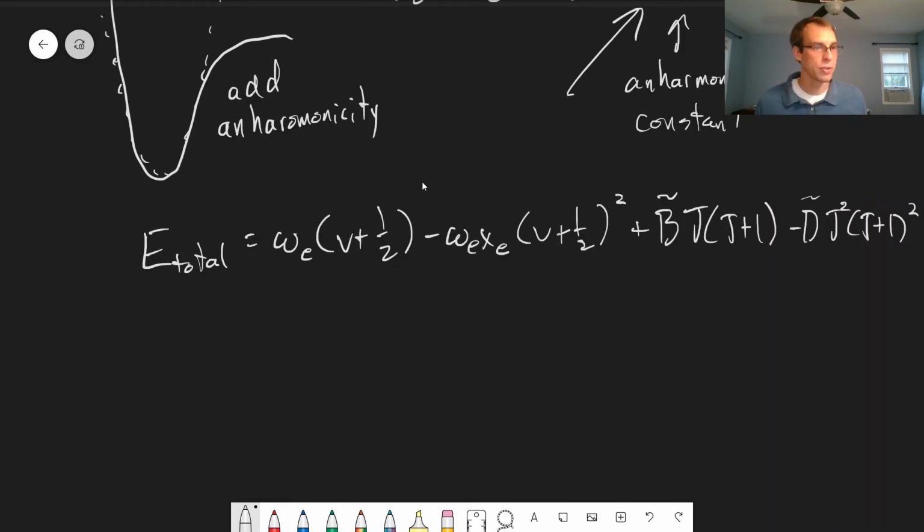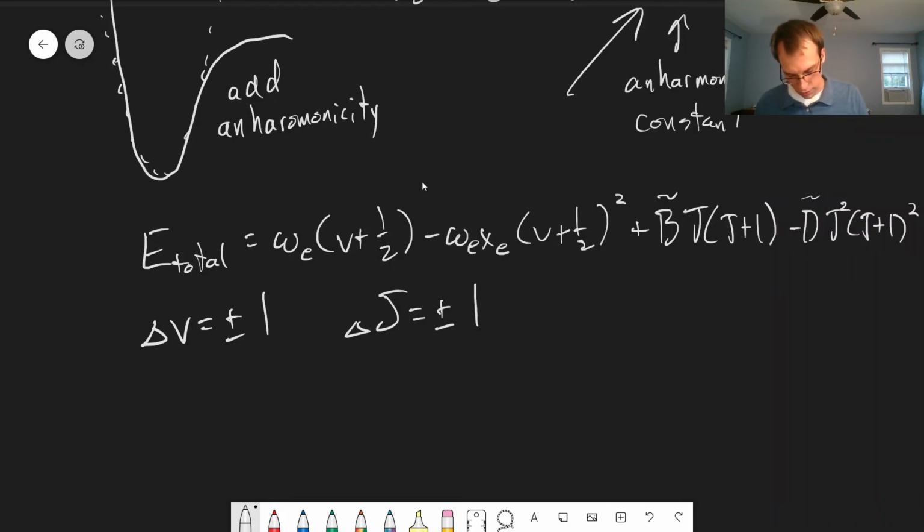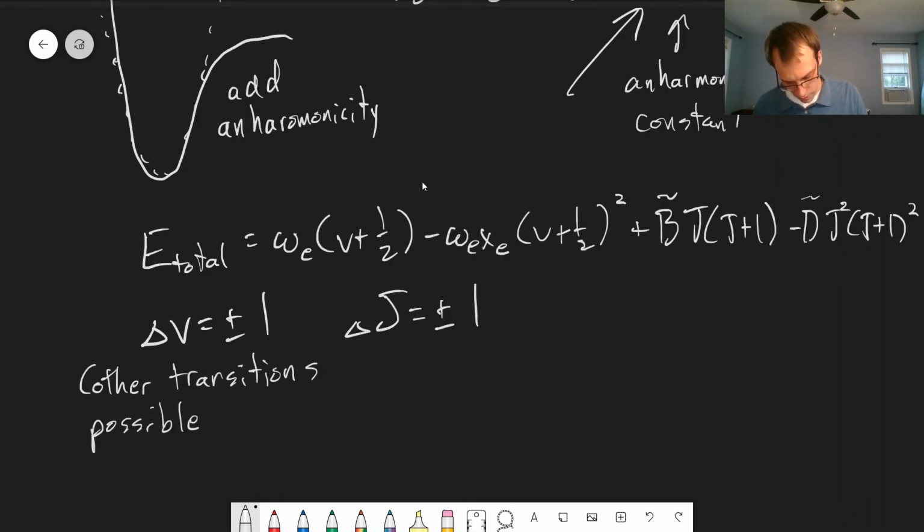The selection rules that we have for vibrations are that we can have a change in v of plus or minus 1 and a change in J of plus or minus 1. For the vibrations, other transitions are possible but weak. So you can have things like Δv equals plus or minus 2. For rotations, they essentially don't happen. Those transitions are possible but weak, and they're known as overtone spectra.